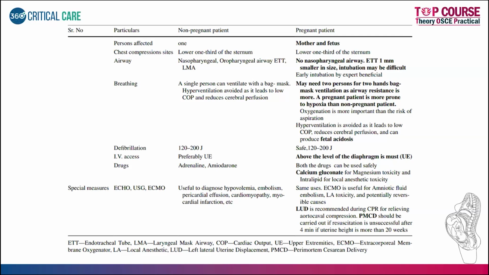Okay, one, left uterine displacement, lesser reserve. Overzealous ventilation can cause acidosis. That has to be kept in mind. IV access should be above the diaphragm. Okay, always keep a watch for drug toxicity. If at all they are present, then you have to give the particular antidote. Okay, so this is about the differences between a non-pregnant and a pregnant cardiac arrest.